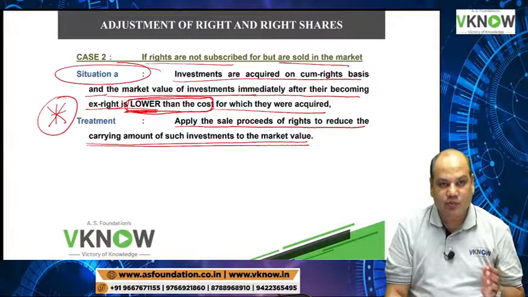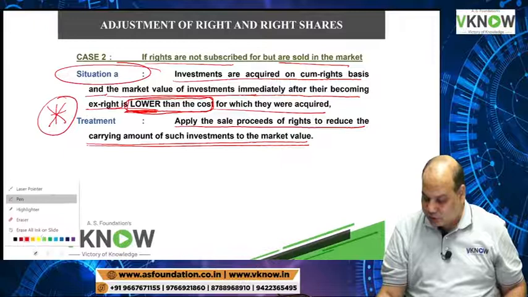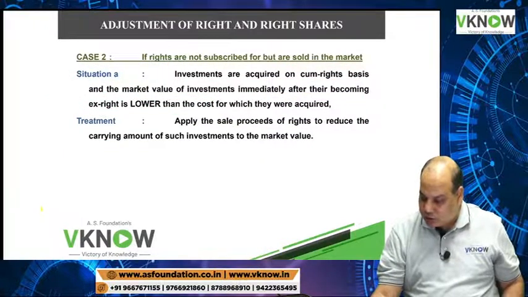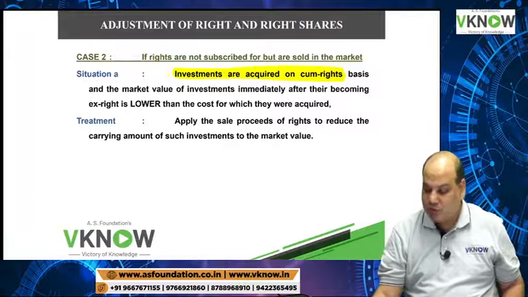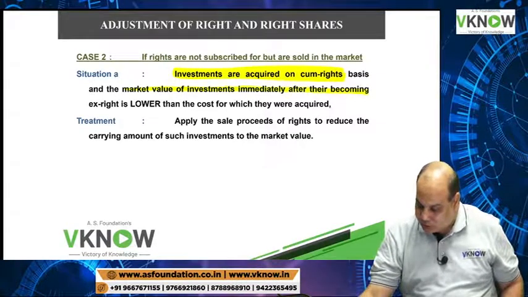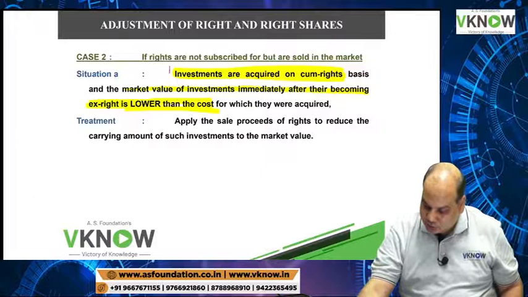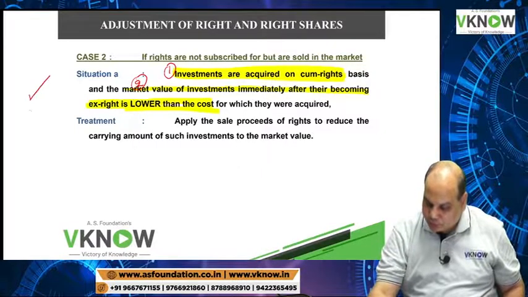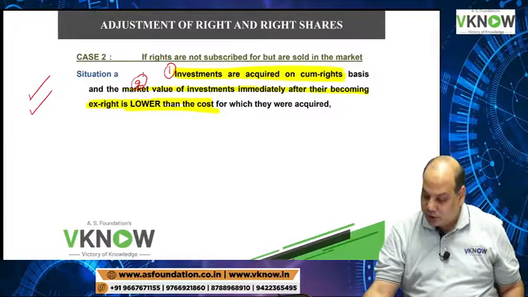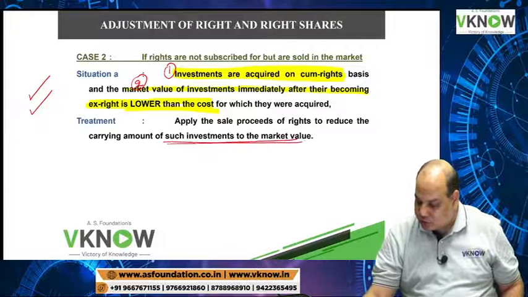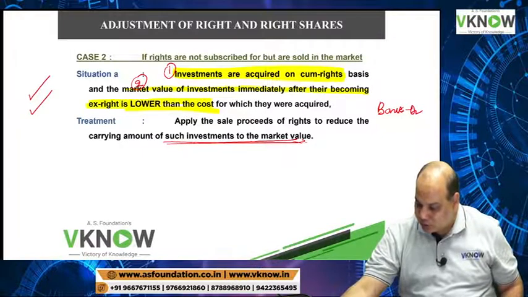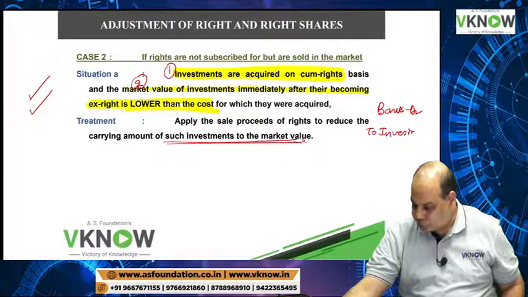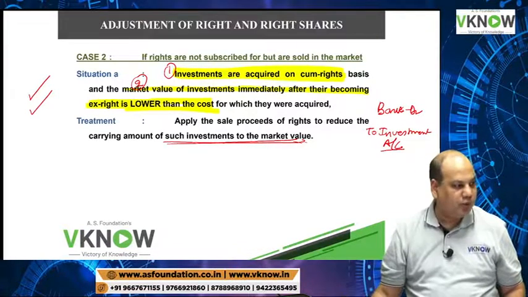When we sell the right, it is credited to investment account. Condition number 1 and 2 you have to highlight. Condition number 1 is investments are acquired on cum-right basis. Condition number 2 is market value of investment after their becoming ex-right is lower than the cost. So I will call it condition 1, condition 2. If both conditions are yes, you will credit the right proceeds to investment, and the entry will be, as we have taken one example today, bank account debit to investment account.